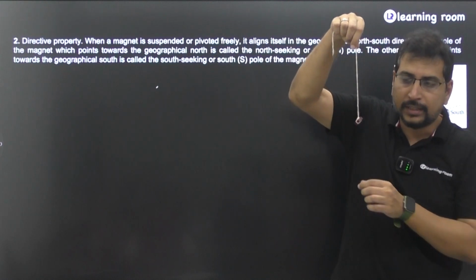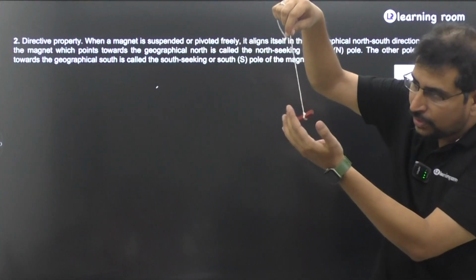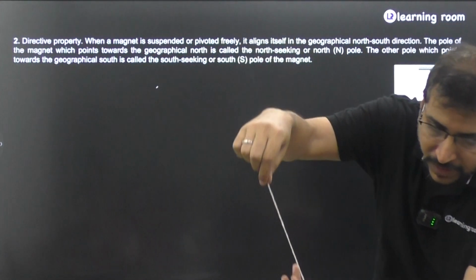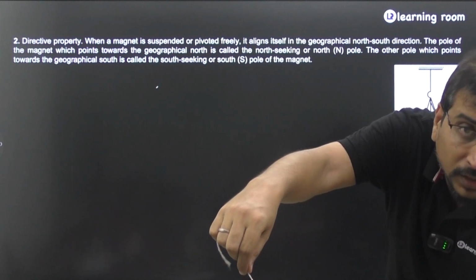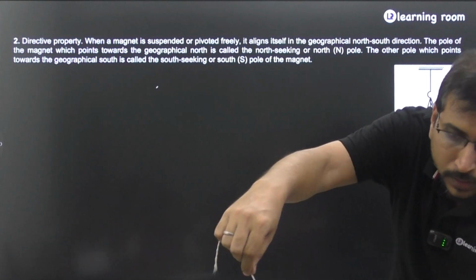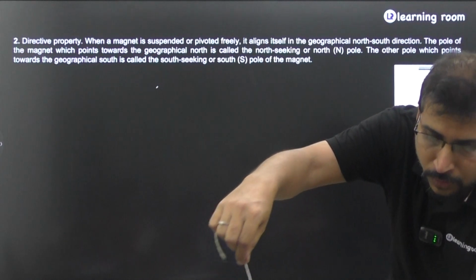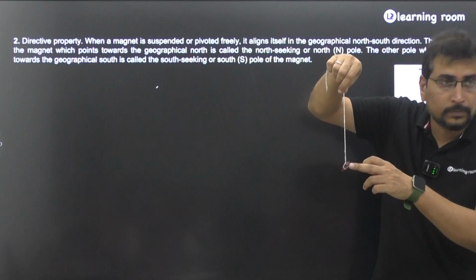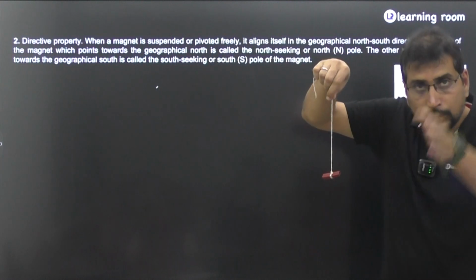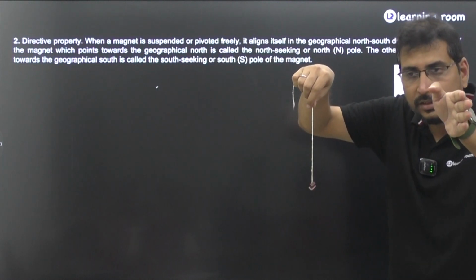Now, if I hold it like this, you are able to see, so what pole is getting directed? Can you see? What pole is getting directed? You tell. So when I hold it like this, this point is actually south. It is saying that this direction is the south.